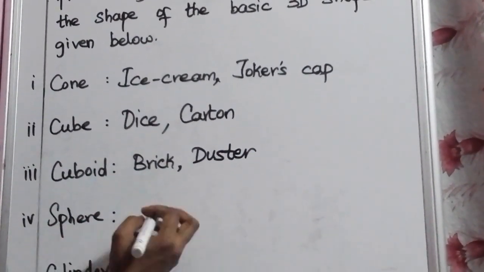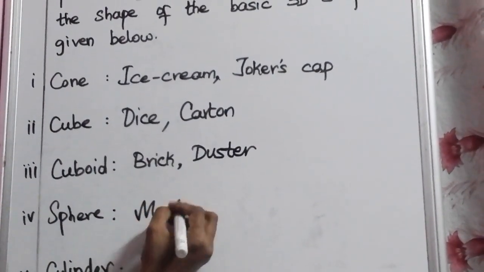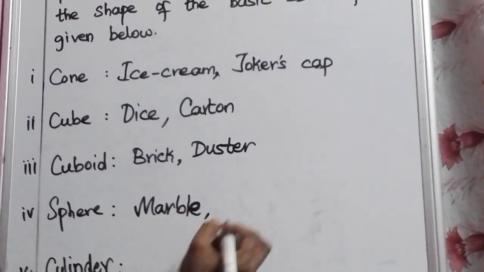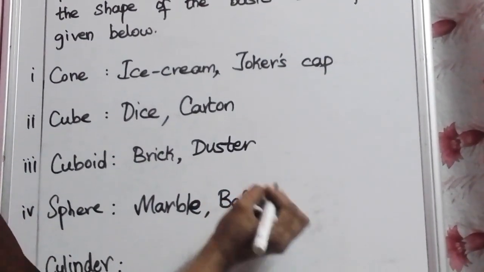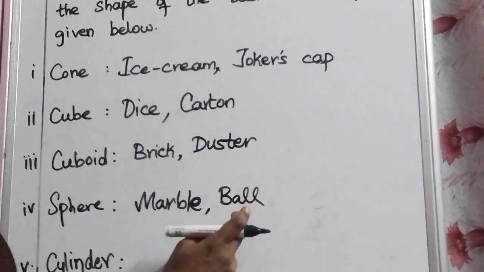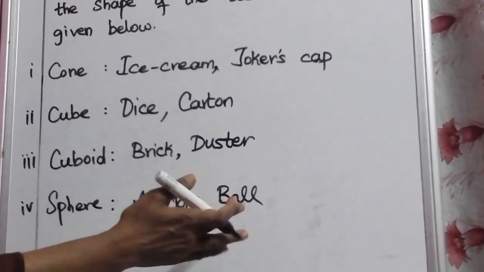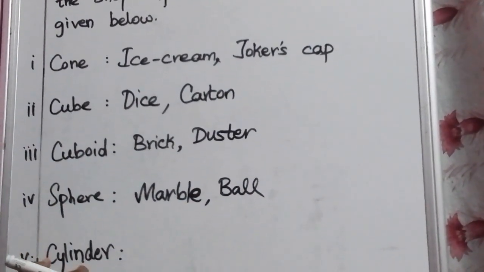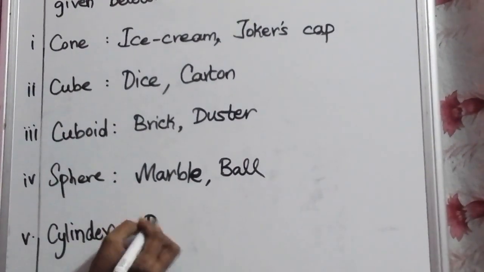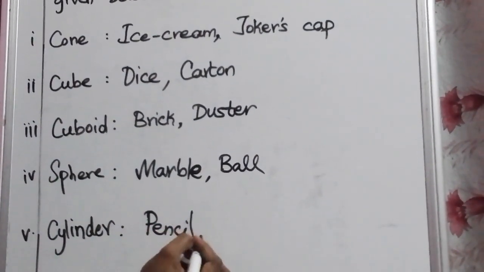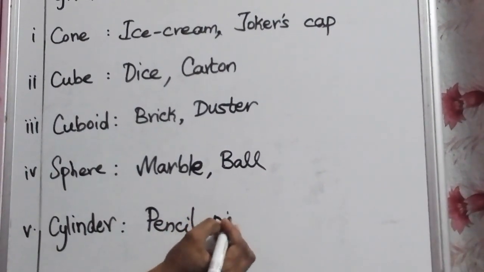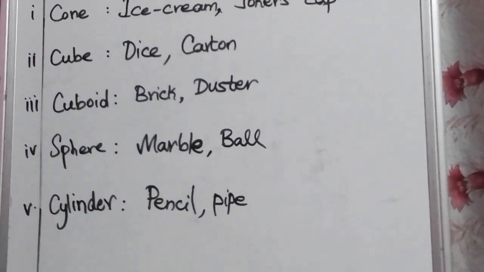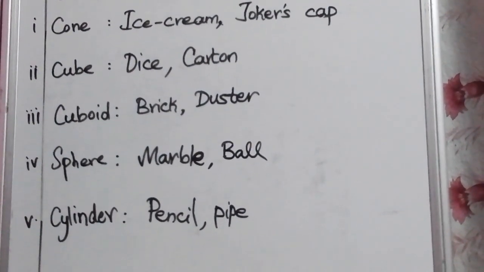Duster is also in the shape of a cuboid. Now sphere. You know that green color marbles will be there, no? They are in the shape of a sphere. And then ball, any ball. It can be a tennis ball, a cricket ball, a football, baseball. Any ball is in the shape of a sphere. Now coming to cylinders. A pencil is a cylinder and a pipe is a cylinder.